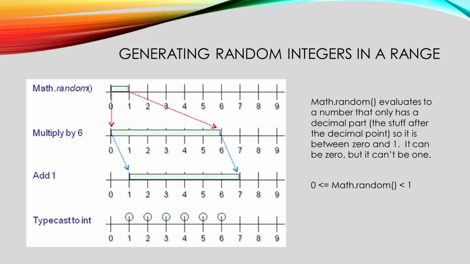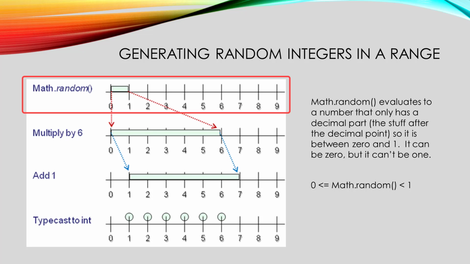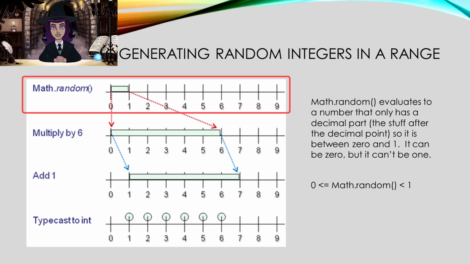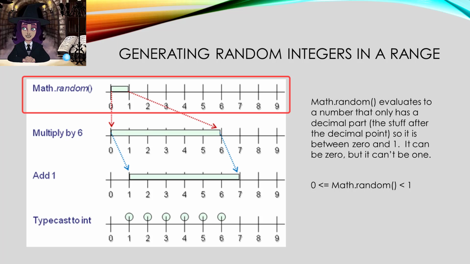Math.random is a good start, but it gives us a pseudo-random number that only contains the decimal part of a number. This means that it is less than 1 and positive. In other words, the value it gives will be between 0 and almost 1. It can give 0 on the low end, but on the high end, it can get to 0.99999999999999999, but it can't get all the way to 1.